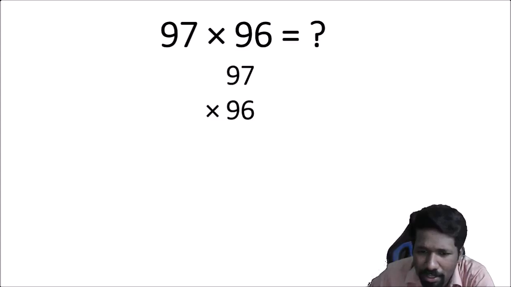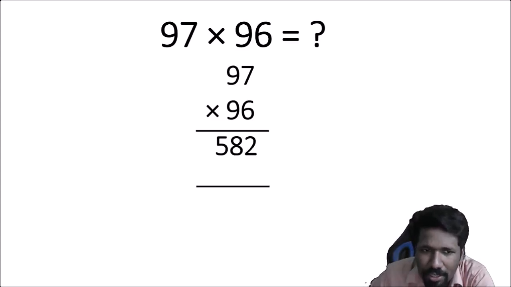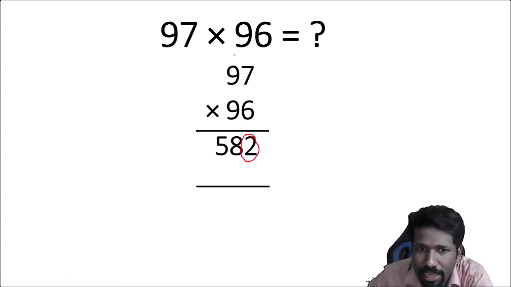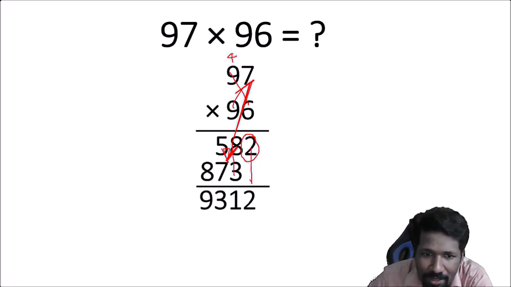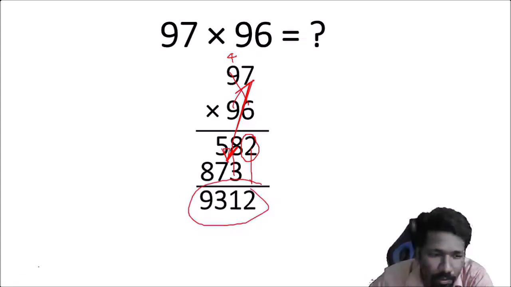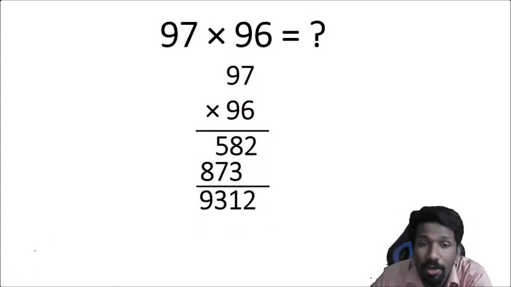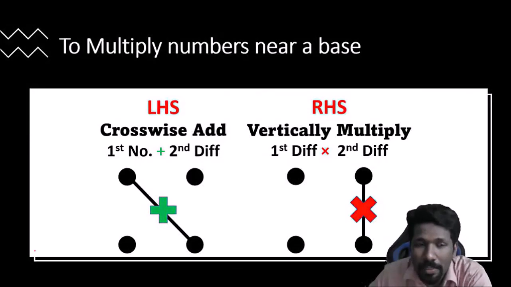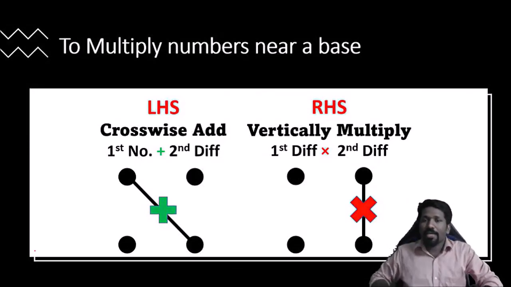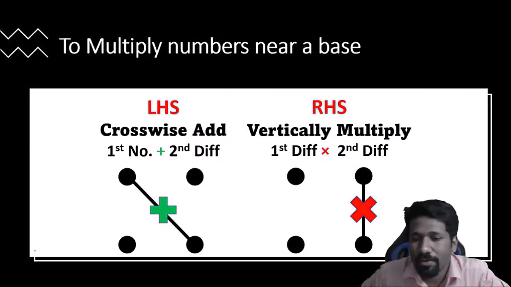So this is the normal method. 97 into 96 means normally we will do this: 6 into 7, you will first multiply, 42. The last digit 2 you will write. Then 4 will be carried over. Then 6 into 9, 54 plus 4, 58. Then 9 into 7, then 9 into 9. Then you will add it up like this. So you will get 9312, which is a perfectly correct answer. But this is too many steps. How to reduce this? So that is where the vertically and crosswise method will help you.